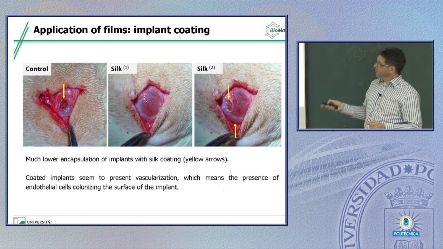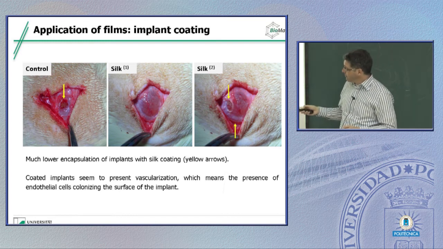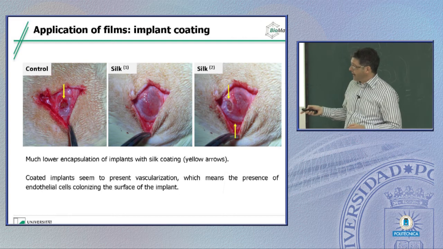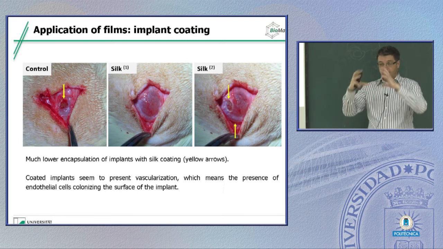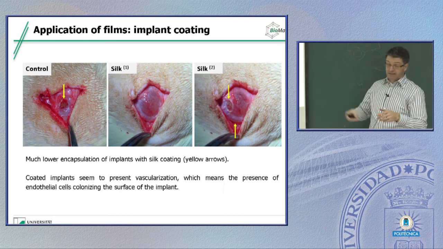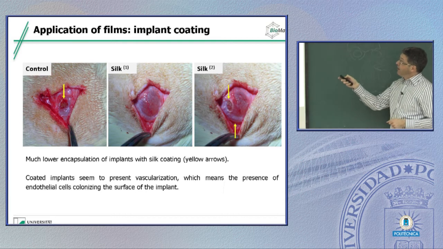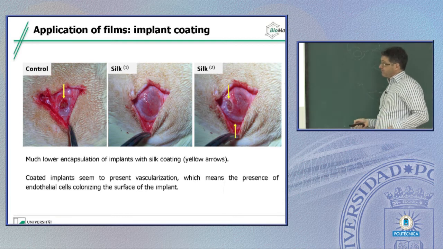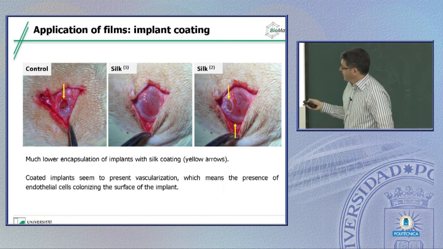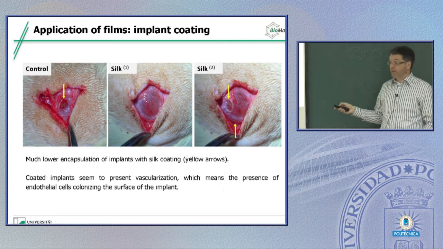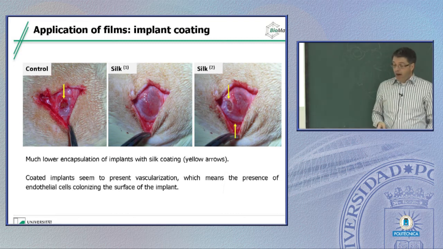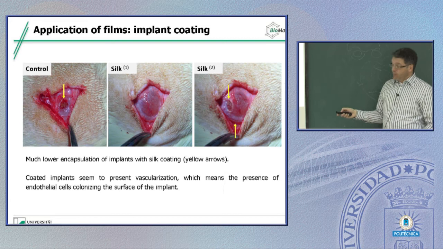It's Sprague Dawley rats. And they get the implant here in the back. So they get a lesion, and then the implant is implanted here. Of course, the implant is not a human implant, but it's the same material, made the same way, just smaller. It's about 2 by 1 centimeters. So the silk film that we generate surrounding these implants is roughly 5 microns.